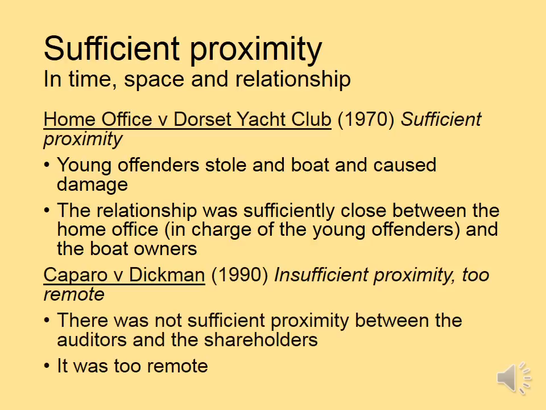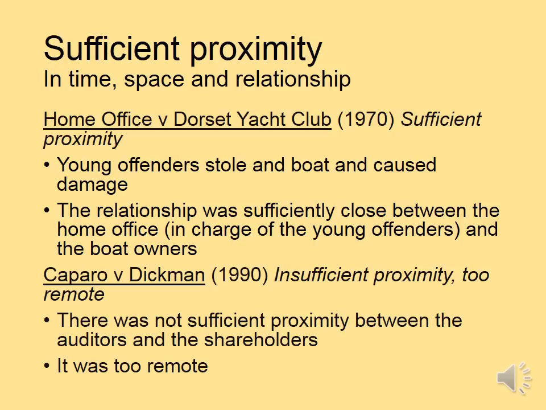So an example where there was sufficient proximity is Home Office and Dorset Yacht Club from 1970. In this case, a group of young people from a Young Offenders Institute managed to escape the custody of their officers, broke into a yacht club and played on the boats, stole boats, trashed things, damaged things.